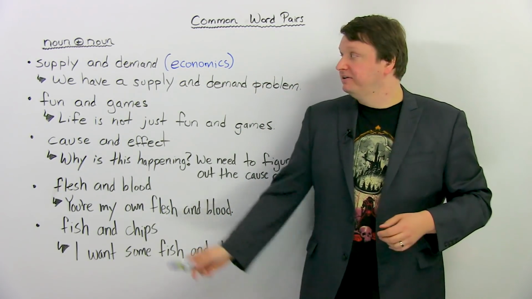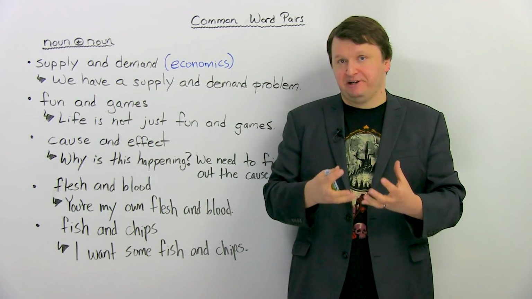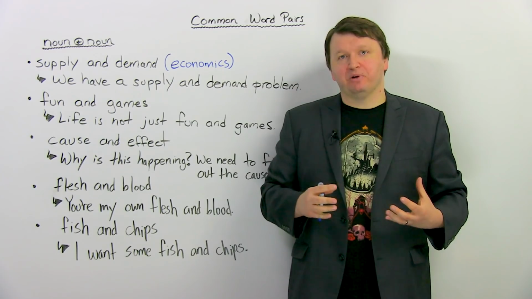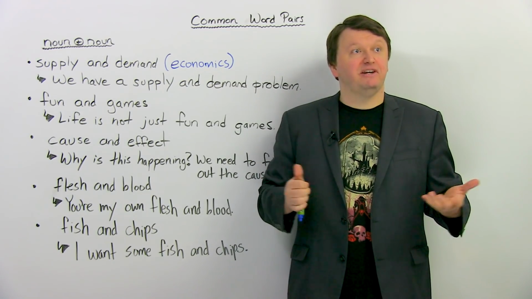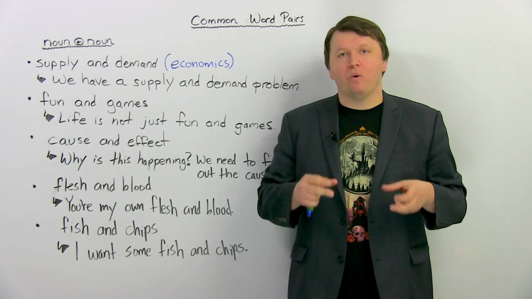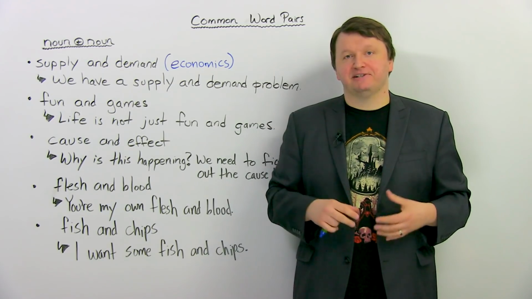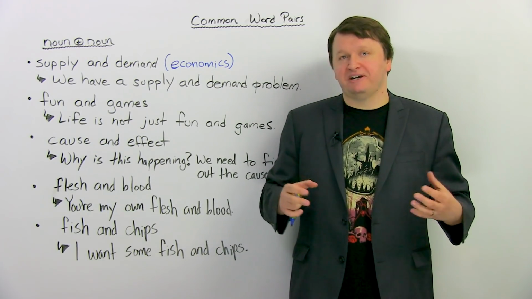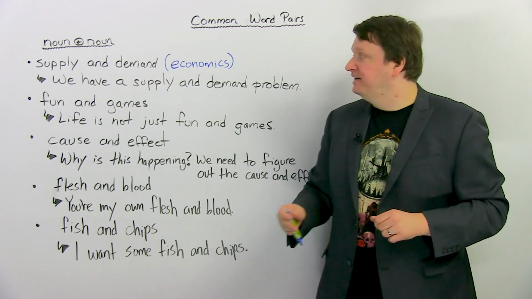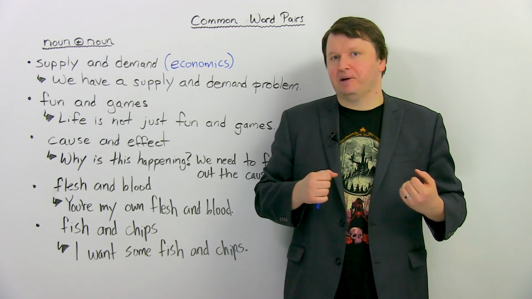And basically, your supply is how much you have of something. So for example, if a video game company produces 1 million copies of a video game, they have a supply of 1 million copies, or their inventory has 1 million. Demand is, do people want 1 million copies?